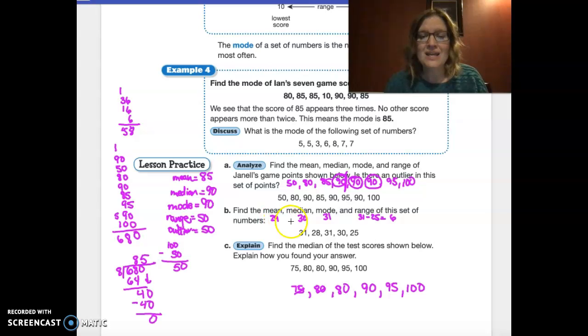The median is 30. That's the middle number if you organize them all out. The mode that occurs most often is 31, occurring twice in our set. And the range is found by taking the highest number, 31, and subtracting our lowest number, 25. So our range is 6.